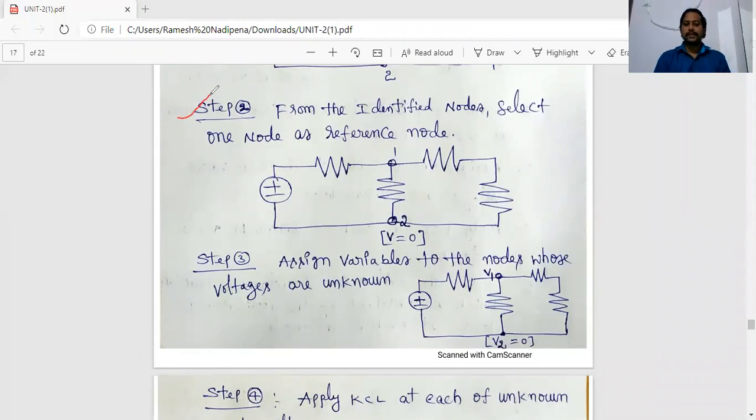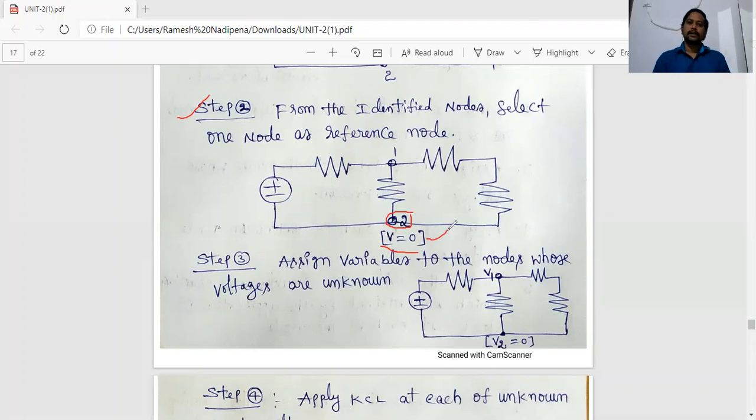What is step number 2 of nodal analysis? From the identified nodes, select one node as the reference node. How many nodes have we identified? 2 nodes. So from those 2 nodes, select one node as the reference node. Let me take node 2 as the reference. That means this is the reference node, and its potential is 0, so V equals 0. That is step number 2.